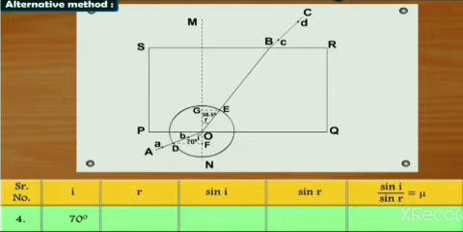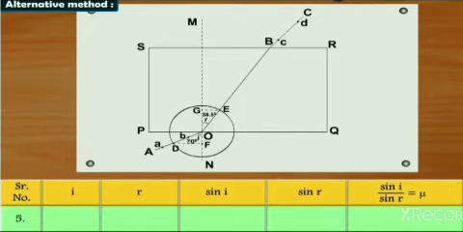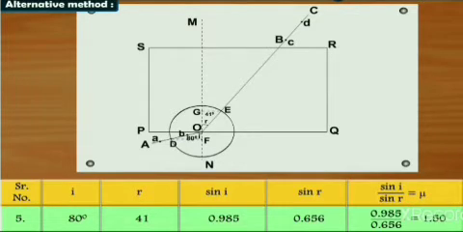When I is equal to 70, R is equal to 38.5, sin I 0.939, sin R 0.622, and mu 1.50. When I is equal to 80, R is equal to 41, sin I is 0.985, sin R is 0.656, and mu is equal to 1.50.